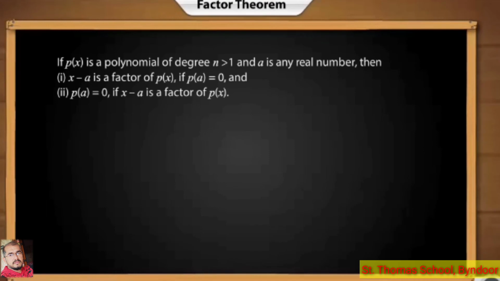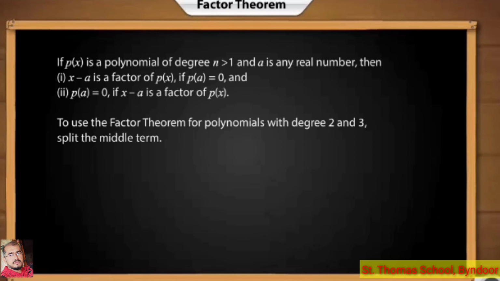Suppose p of x is a polynomial of degree n, where n is greater than 1, and a is any real number. Then x minus a is a factor of p of x if p of a is equal to 0. P of a is equal to 0 if x minus a is a factor of p of x. To use factor theorem for polynomials with degree 2 and 3, split the middle term.